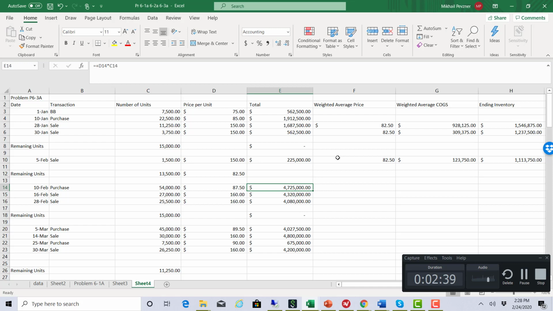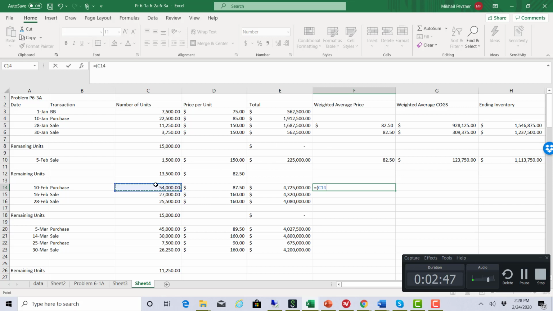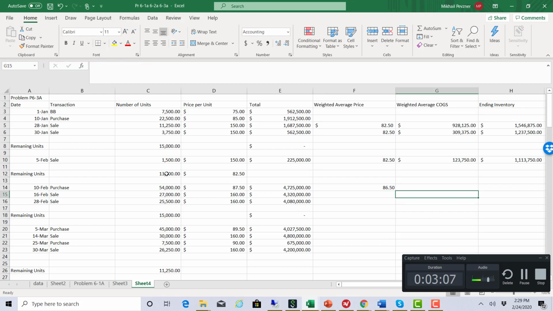Once we purchase it, the new moving average price is going to be 54,000, the purchase price, which in this case is this number, 4725, plus 13,500 times 8,250, divided by the sum of 54,000 plus 13,500. So this is 8650. The next sale will have to take into account that new price. The next sale is 27,000 units, so it's going to be 27,000 times 8650.